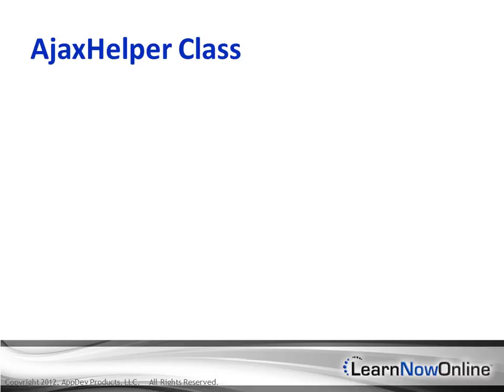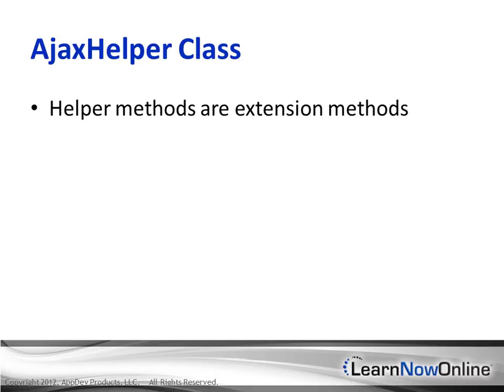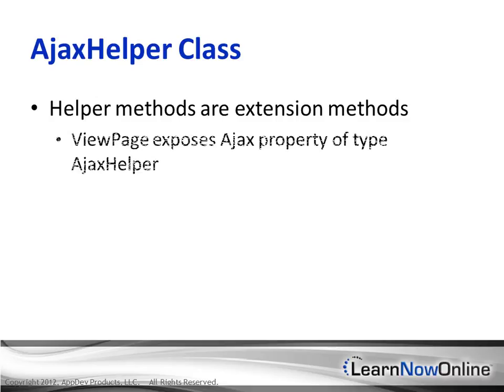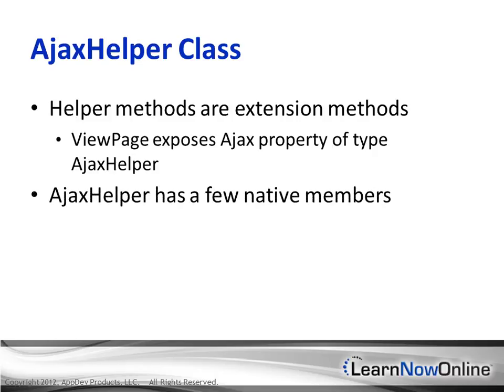The Ajax helper class contains helper methods that are extension methods, and these have a view page that exposes the Ajax property of the Ajax helper. The Ajax helper does have a few native members, but you probably won't use those very often.